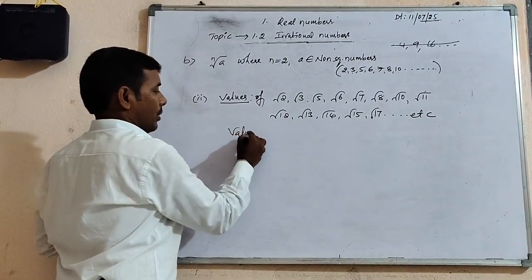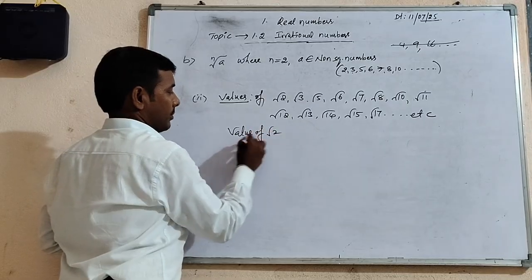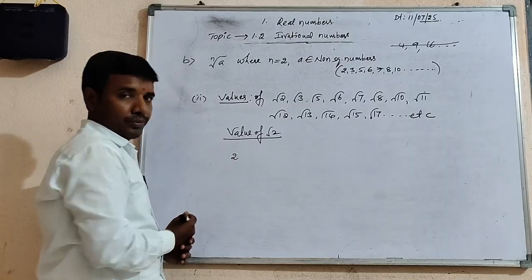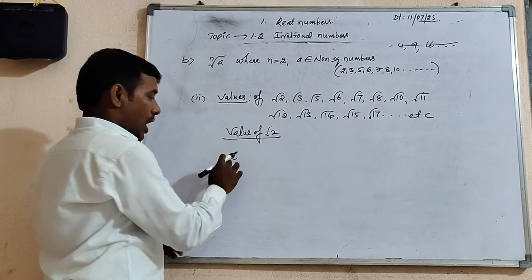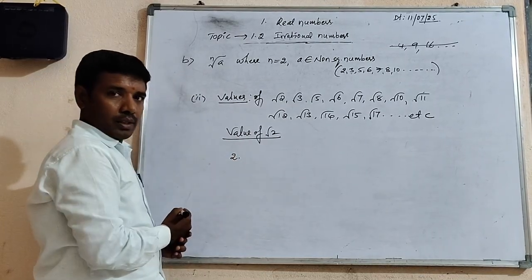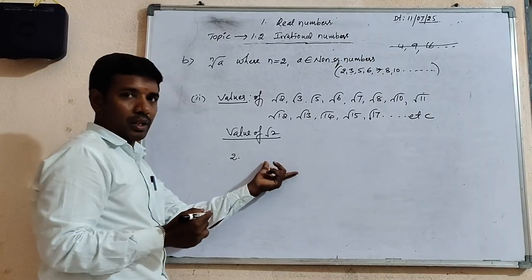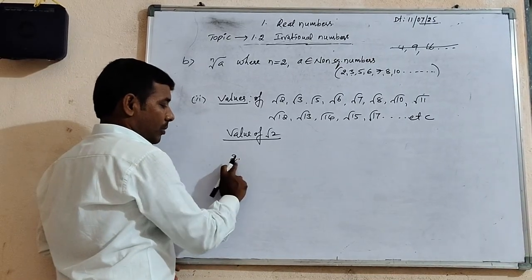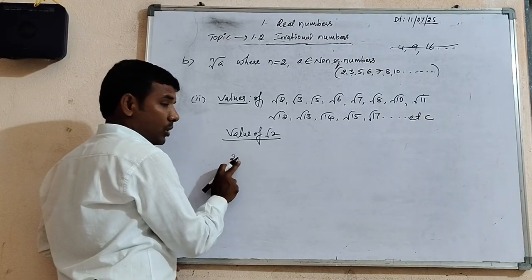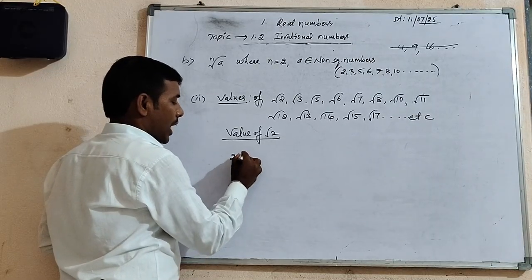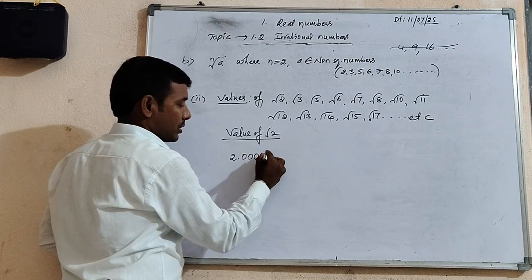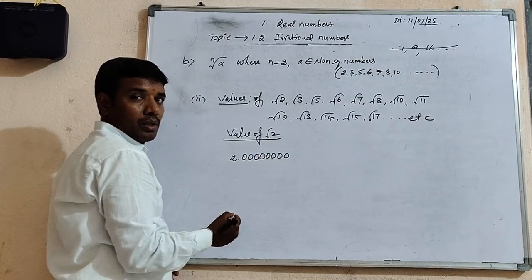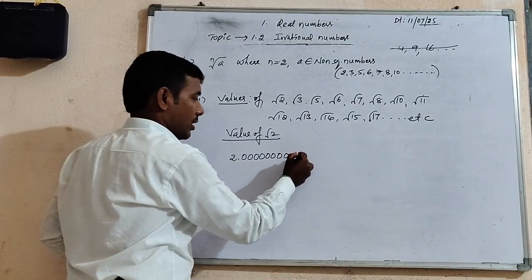Value of root 2, let us see. What to do in this process? Let us take 2, our number. After 2, just put a dot. Carefully, after the dot there is nothing, since it is a single digit. So after the digit, you put a dot symbol. Now you can take as many zeros as you wish.